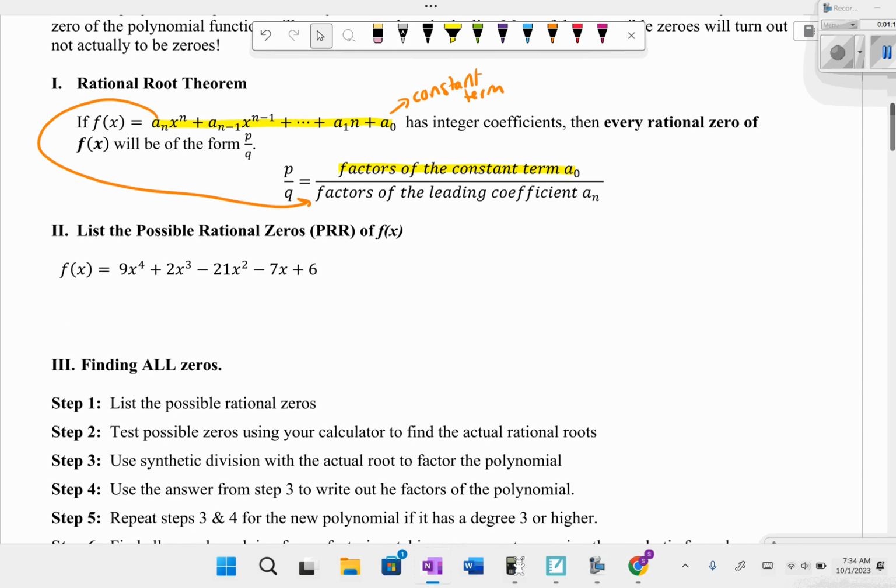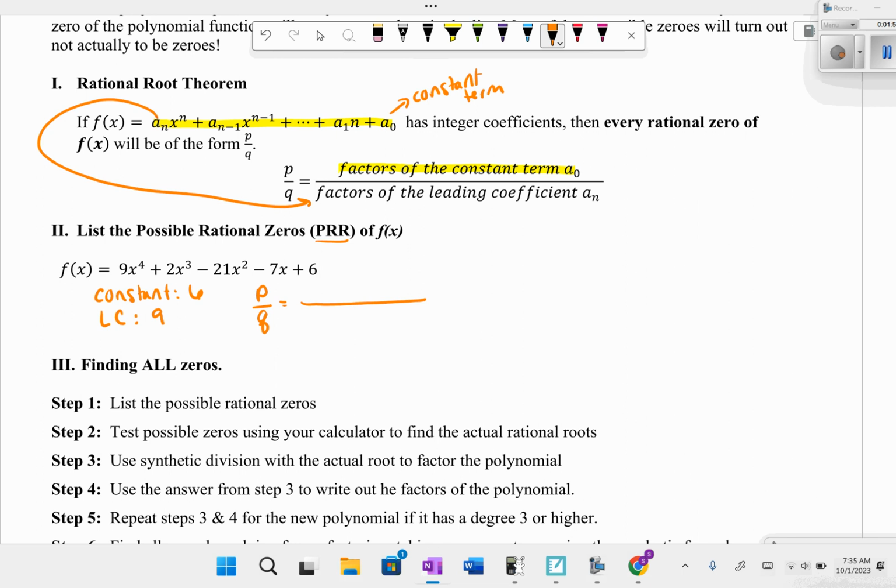So let's go ahead and practice this. So let's list the possible rational zeros, which I usually denote as PRZ of f of x below. So we have our constant, which is 6, and our leading coefficient, which is 9. And so when we do our p over q, we're listing factors of the constant term over factors of the leading coefficient. And so remember, we don't know which ones are plus or minus because we don't know the signs in between. So we're just going to do plus or minus for all of them.